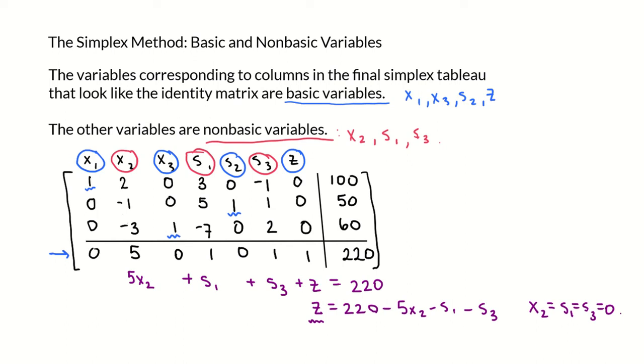And now we can find all of the other variables for the optimal solution as well. So if we turn this first row into an equation again, that would be x1 plus 2x2 plus 3s1 minus s3 equals 100. But we know that x2, s1, and s3 are 0. So this is 0, 0, 0. And we just get that x1 is equal to 100.